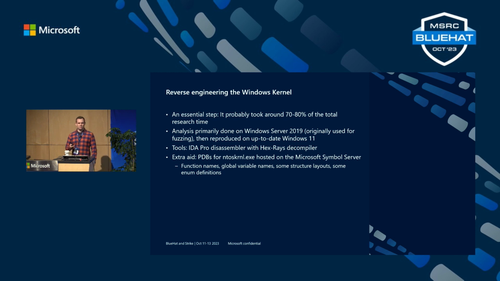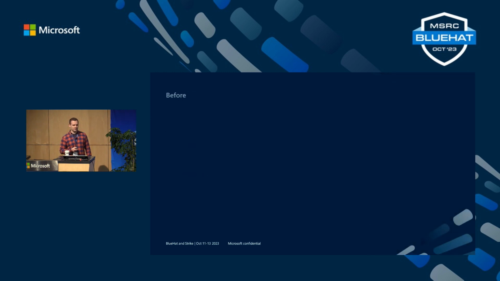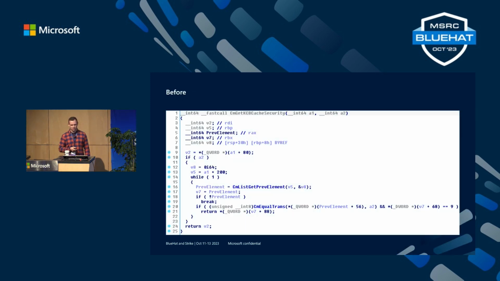As I said before, I mostly used IDA Pro together with the Hex-Rays decompiler for that purpose. And what was really very, very helpful for me were the public symbols that are made available by Microsoft for the NT OS kernel. That gives you function names, global variable names, some structure layouts, and some enum definitions, which is already a lot if you want to reverse engineer such a huge code base.